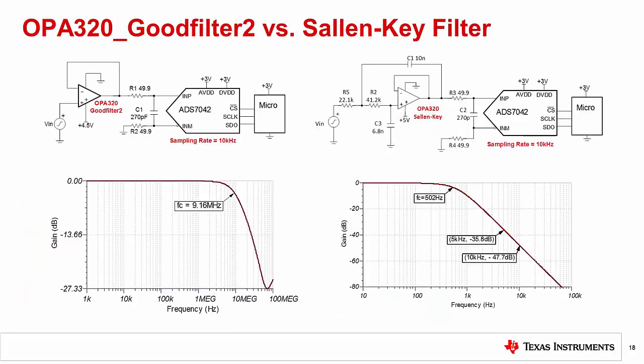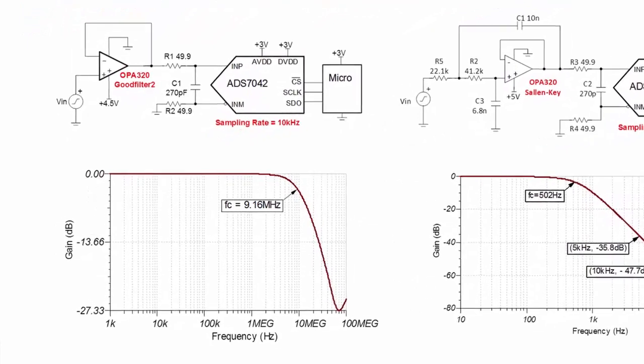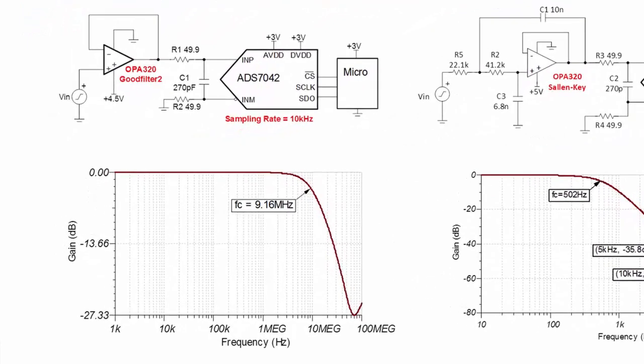At this point, we are ready to start the hands-on experiment. We will be comparing two different circuits. The first circuit we will look at is called OPA 320 Good Filter 2. In this case, the filter at the output of the OPA 320 is not an anti-aliasing filter. This filter is designed to minimize the transients from the ADC charge kickback that occurs during conversion. We will discuss the design of this filter in detail in a later Precision Labs video.